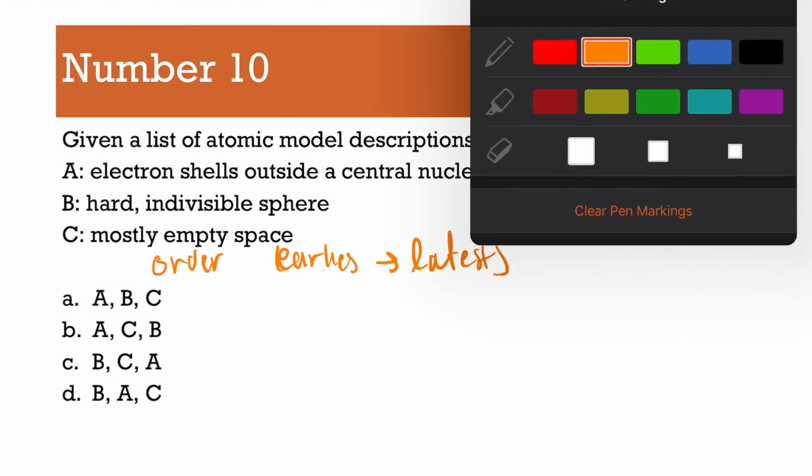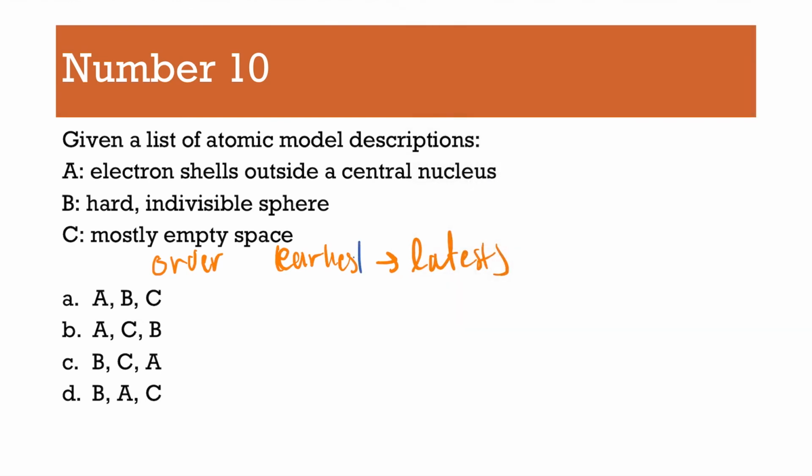Now, when we're talking about the oldest model or the earliest model, that's the simplest thing. So the simplest one of these options is B, which means we're going to start with B. That is the most basic thing we can be. So now, what came next, C or A? A is talking about electrons being organized in these shells, and C is talking about how the atom is mostly empty space. So the answer is going to be C.